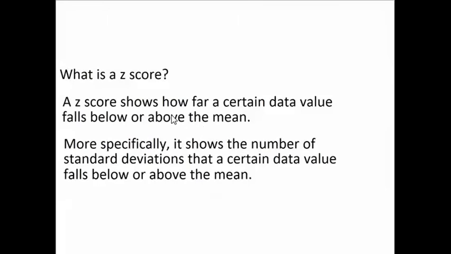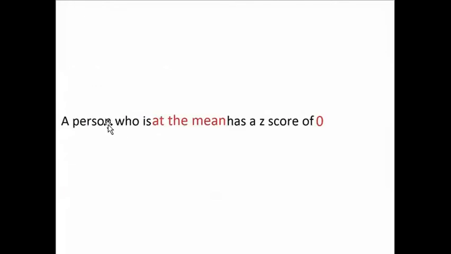So, overall, a z-score measures how far a certain data value falls below or above the mean. And more specifically, a z-score shows the number of standard deviations that a certain data value falls below or above the mean. In a certain group of people, a person who is right at the mean of the group will have a z-score of 0. For example, if a certain class takes an exam and the mean exam score of the class is 75, then a student in the class who has an exam score of 75 will have a z-score of 0. That student would have a z-score of 0 because that student's exam score was right at the mean of 75.